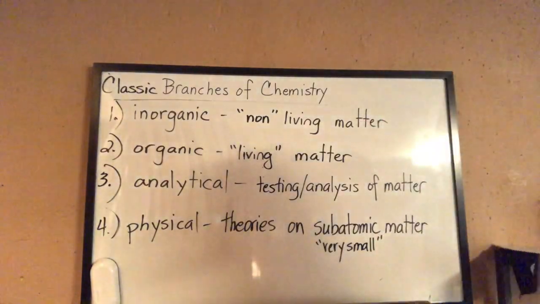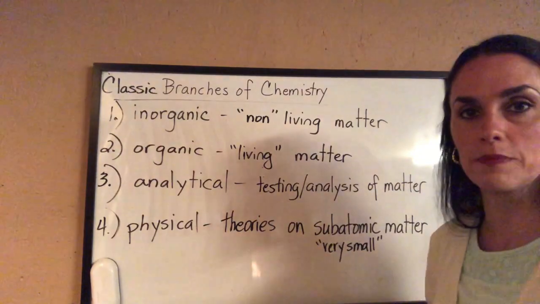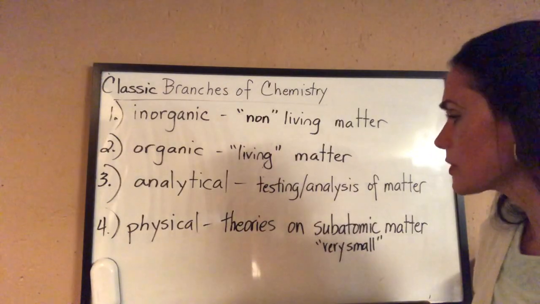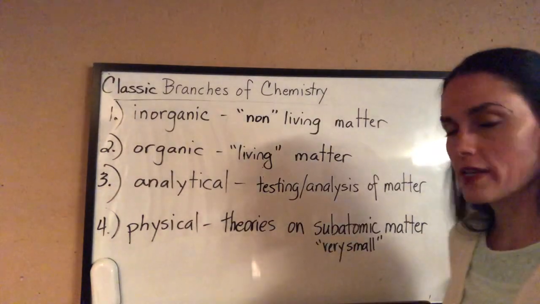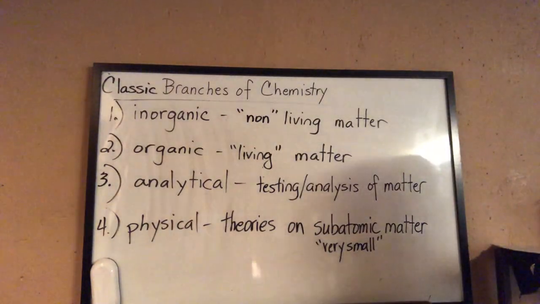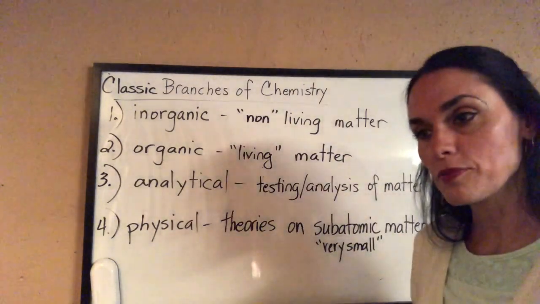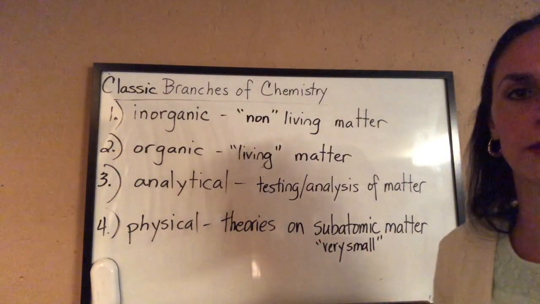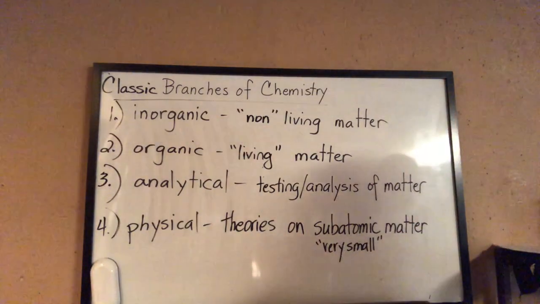Analytical chemistry is the study of chemistry where testing and analysis of matter is conducted, whether by simplistic means or by using complex instrumentation to find out what something is. Physical chemistry is a theoretical branch of chemistry where it's very mathematical based as well. Theories on very small subatomic matter, and we will talk about what makes up matter on a very small level in this course. So these are the four classic branches of chemistry.